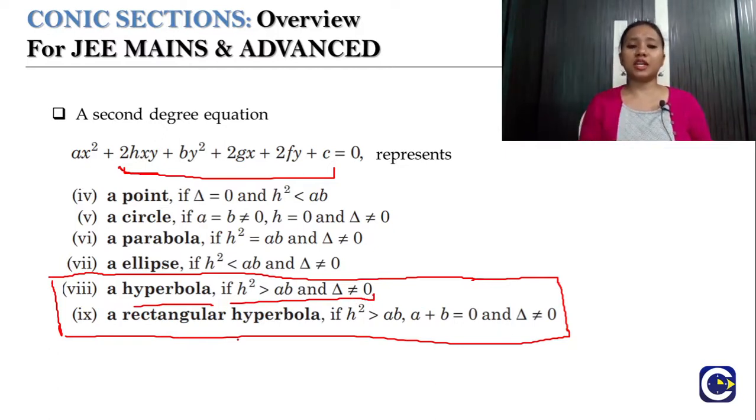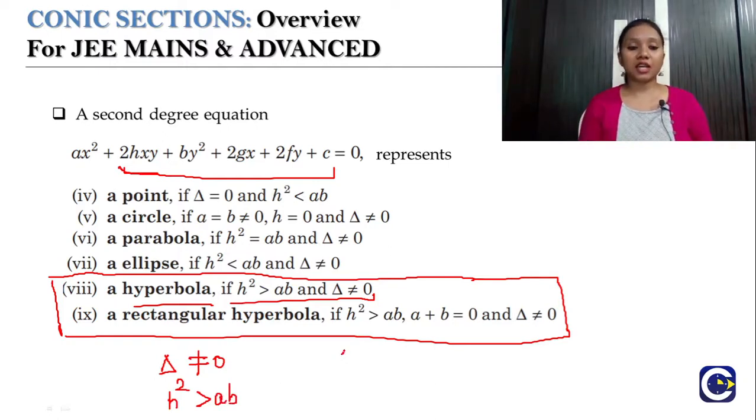So in order to represent a hyperbola, the two conditions are: for every conic section we know there is a common condition, which is delta must not be equal to 0. So we all are familiar with this common condition for all the conic sections. Not only for the hyperbola, it must be satisfied for ellipse, parabola, circle, for every one of them. Right. So there will be some additional conditions for each of the conic sections apart from delta not equal to 0. And for hyperbola, the additional condition here is h square must be greater than ab.